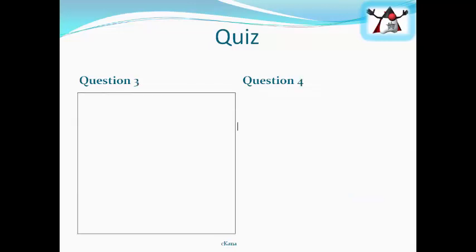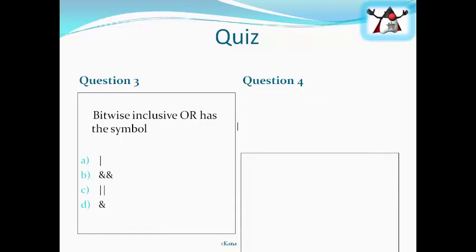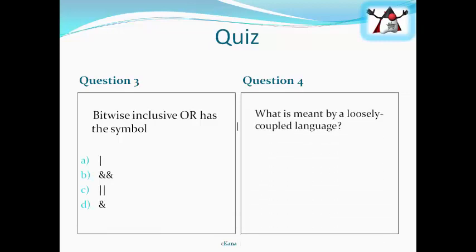Question number 3. Bitwise inclusive OR has the symbol A, B, C, or D. Question number 4. What is meant by a loosely coupled language?